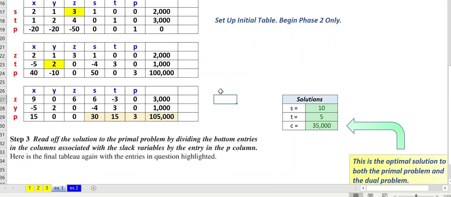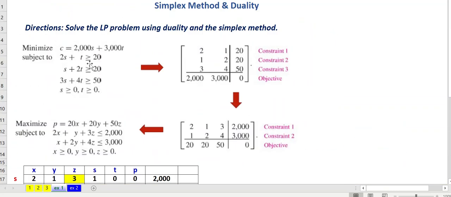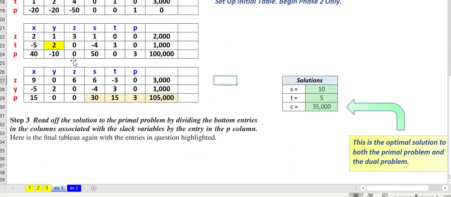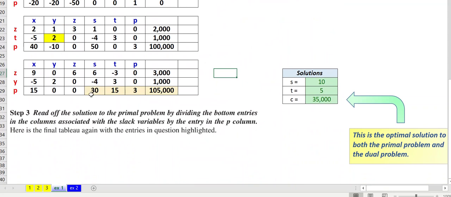Now, to find the solution to S in the original problem, we want to know what S is. So to find S, we take this value right here, 30, and divide it by the p-value, 3. 30 divided by 3 is S equals 10. To find the value of T, we take 15 divided by 3. 15 divided by 3 is 5. And finally, to find the value of P, 105,000 divided by the p-value, 3, is 35,000.